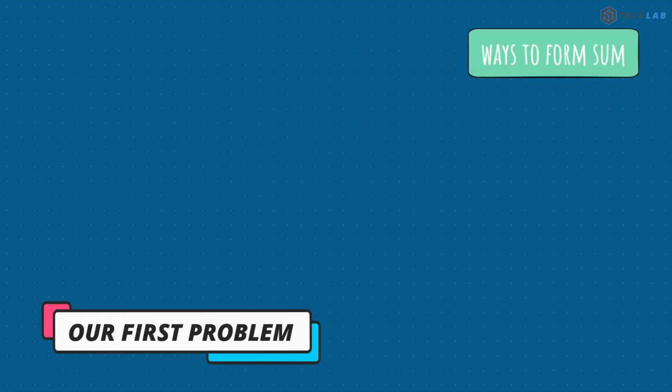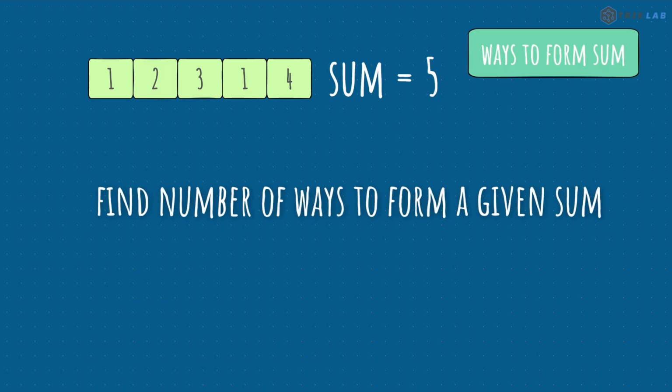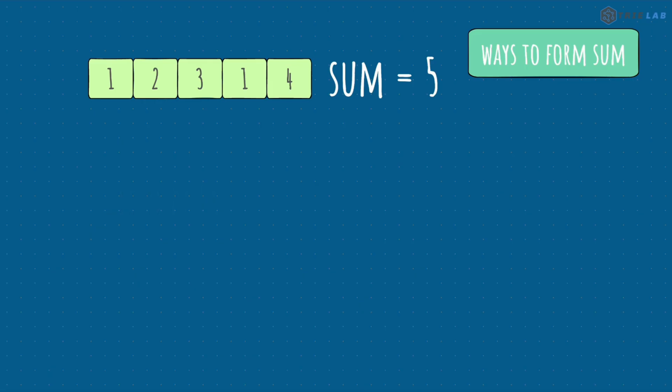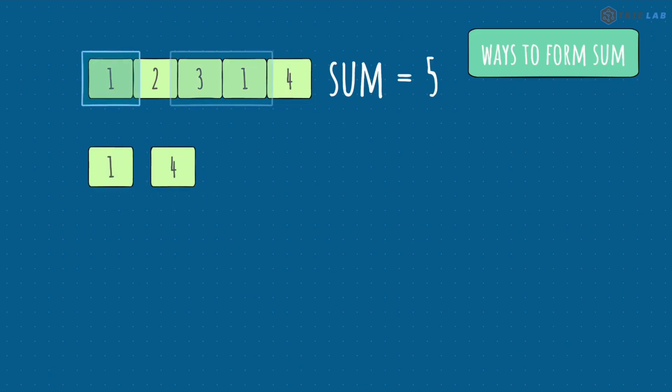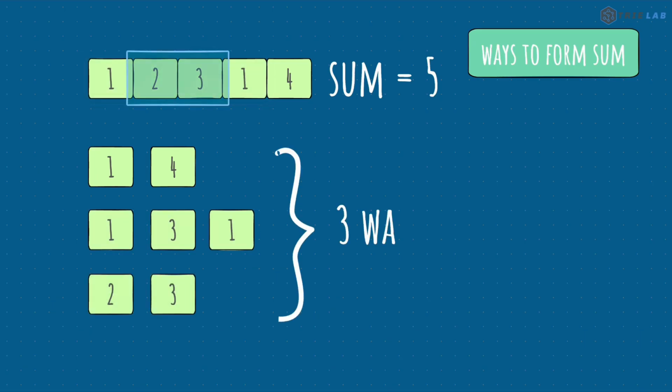Let's start with our first problem where we are given an array of numbers and a sum. And we need to find the number of ways we can form that sum from the numbers in the array. Each number in the array can be considered only once. For example, for the sum of 5, given this particular array, we have 3 ways to form the sum. Cool. Now let's devise a recursive strategy for this problem using our recursive leap of faith method.